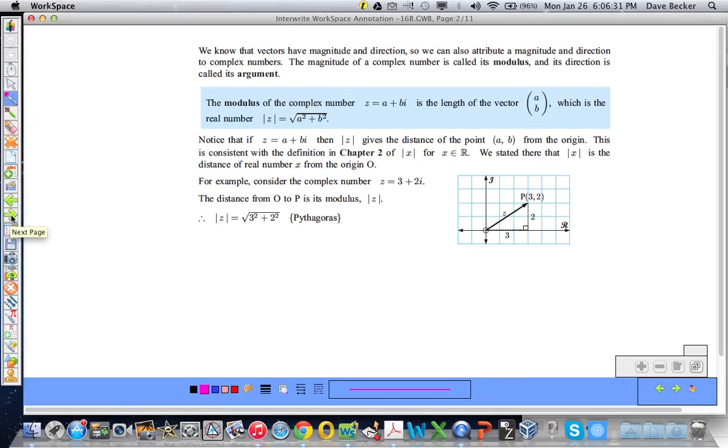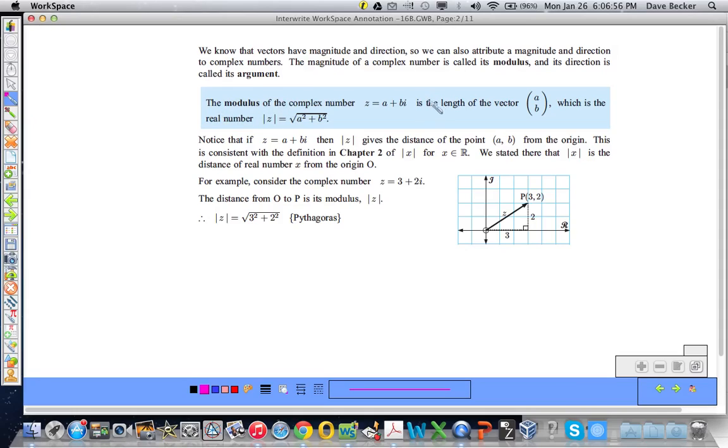All right, so vectors have a magnitude and direction, and we can also attribute a magnitude and direction to complex numbers. The magnitude of a complex number is called its modulus, and its direction is called its argument. If you think about that for just a second, it makes perfect sense. This might provide a little bit more clarity.